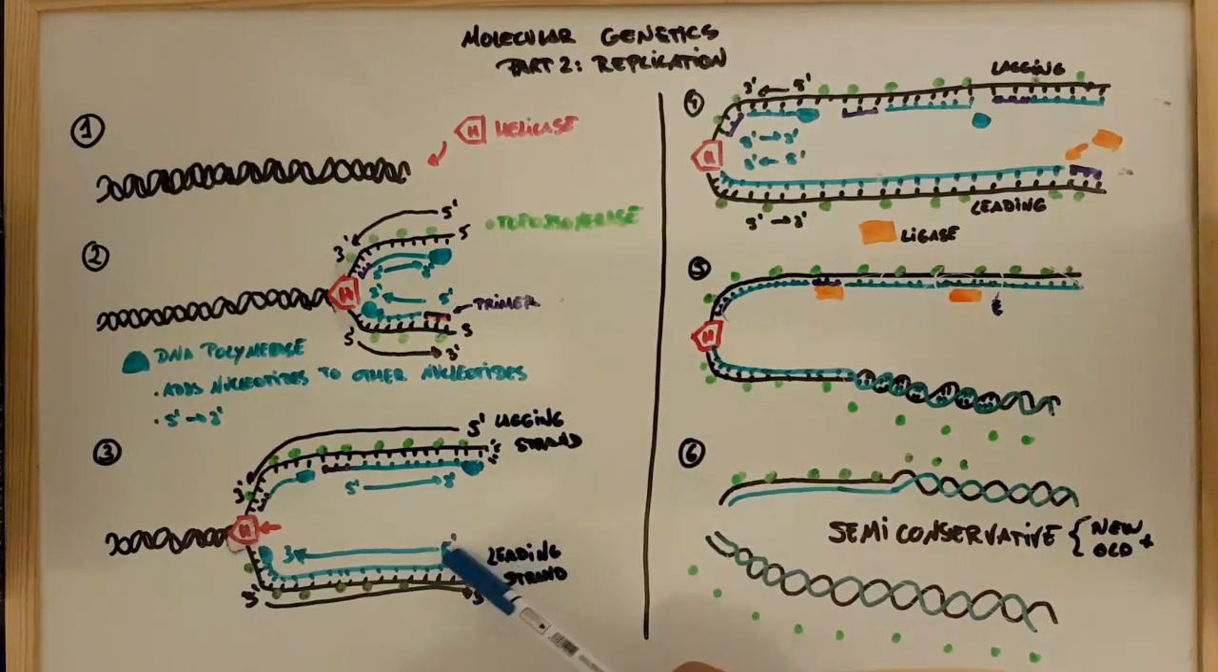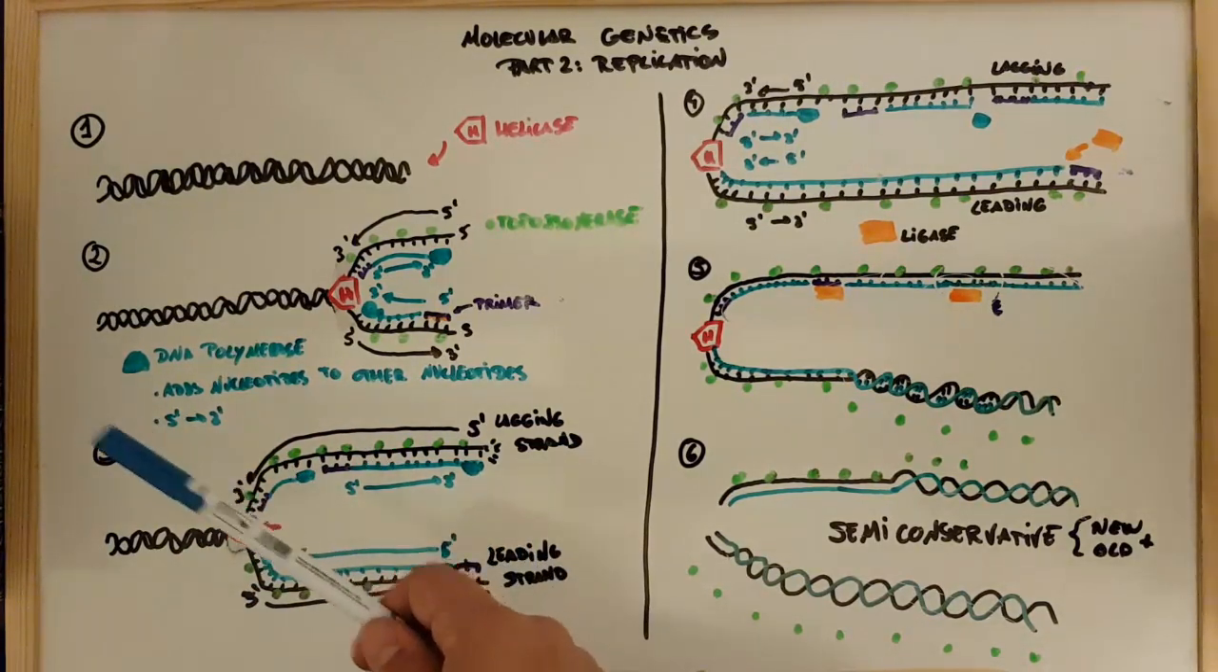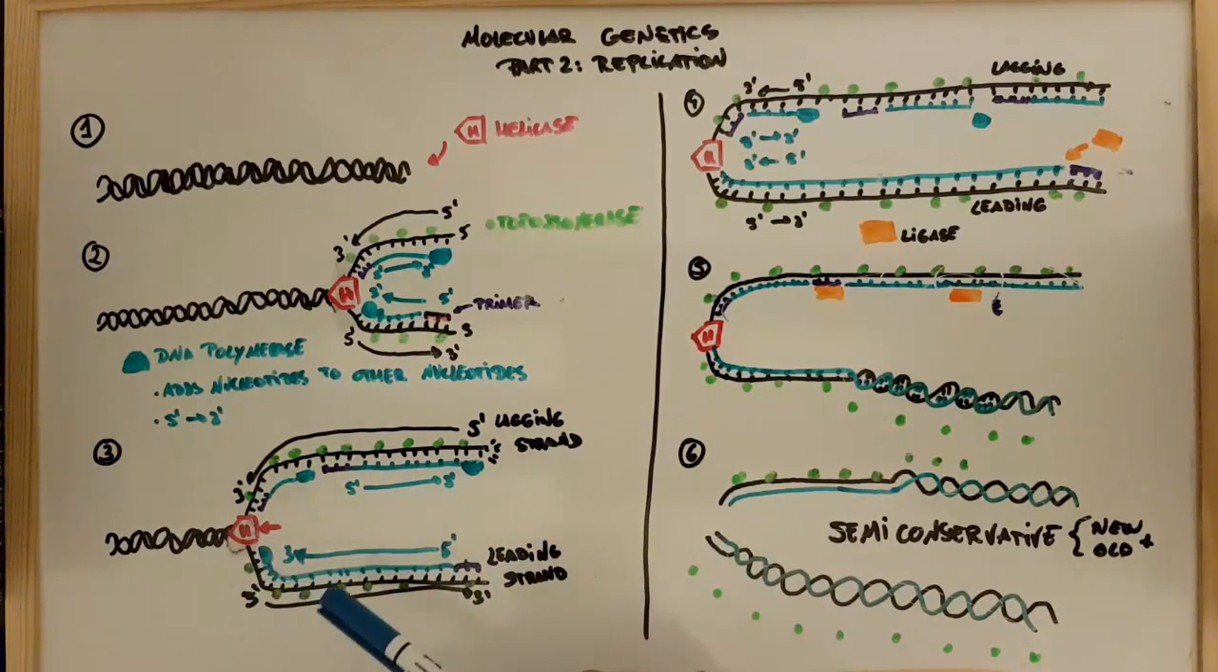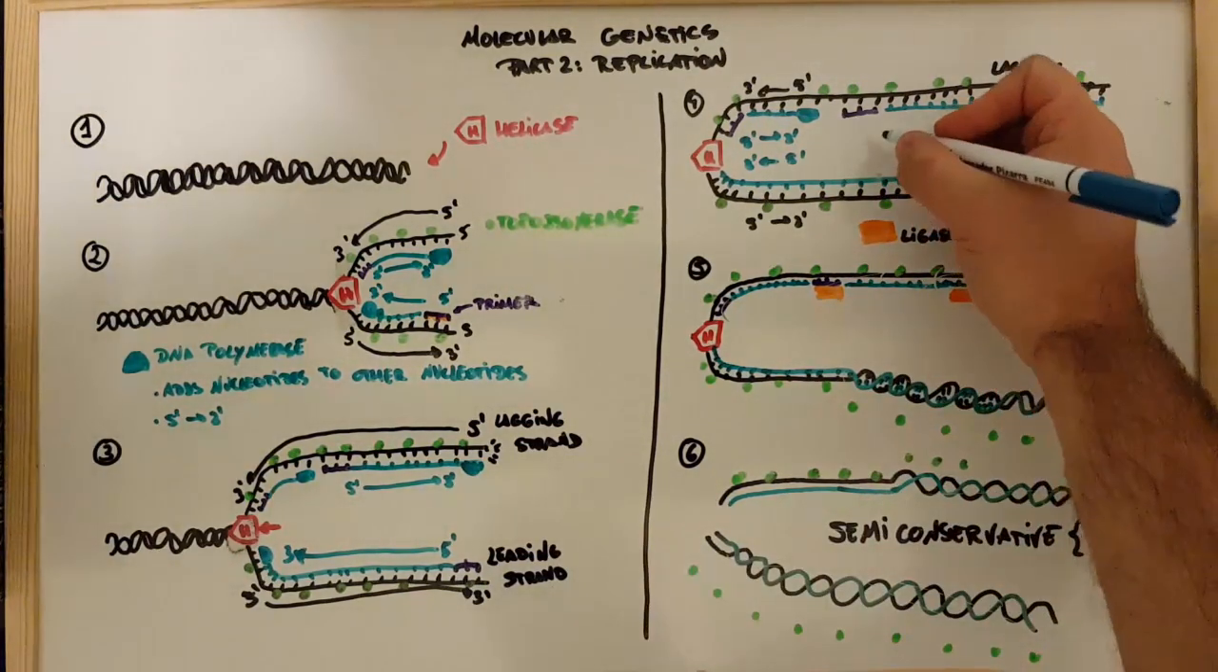Then, when the helicase opens a little bit more, the leading strand can be replicated completely because it has a 5' to 3' in the direction of the helicase opening, but the other is going to have a little bit more difficulty, okay? It's going to be replicated in fragments. These fragments have a name, okay? These fragments are called Okazaki fragments, okay?